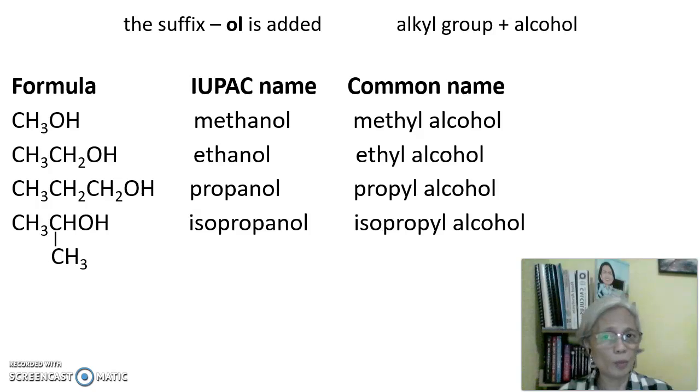So again, for IUPAC name, we use the suffix OL. And for common name, we use the alkyl group name plus the word alcohol. So the simplest alcohol is CH3OH, which is methanol. So notice yung methane, pinalitan lang natin yung E ng OL. So common name is methyl alcohol, okay?